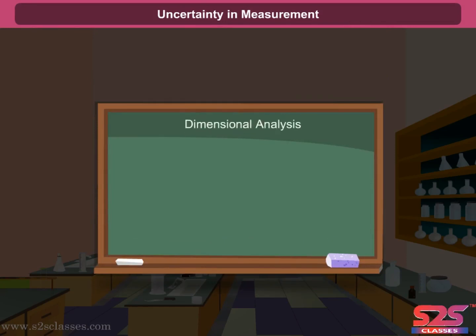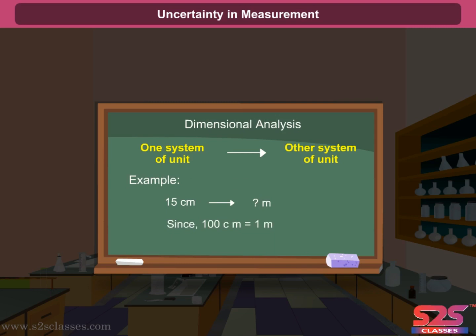The dimensional analysis helps to express the measured quantities in different systems of units. Hence, it is possible to interconvert the result from one system of units to another. For example, 15 centimeters length of scale is to be converted in SI unit. We know 100 centimeters is equal to 1 meter. Then 15 centimeters is equal to 0.15 meters.